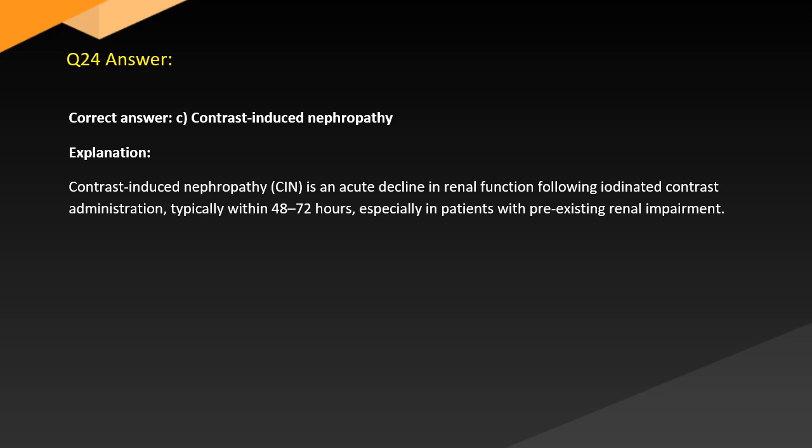Answer. Correct answer: C. Contrast-induced nephropathy. Explanation. Contrast-induced nephropathy (CIN) is an acute decline in renal function following iodinated contrast administration, typically within 48 to 72 hours, especially in patients with pre-existing renal impairment.